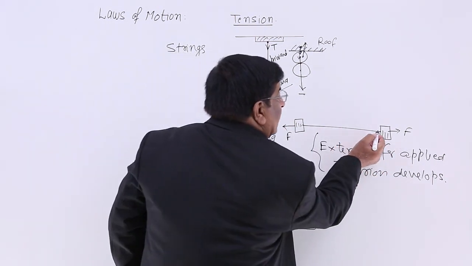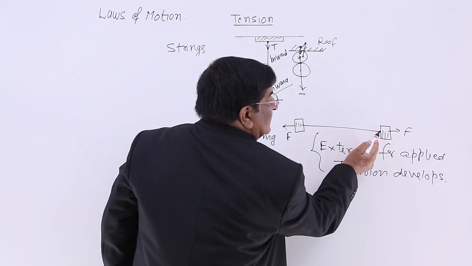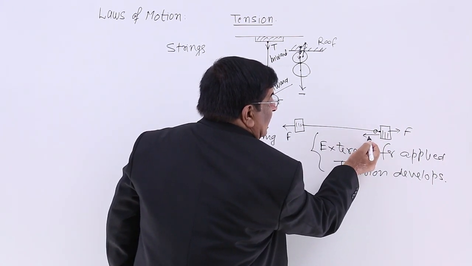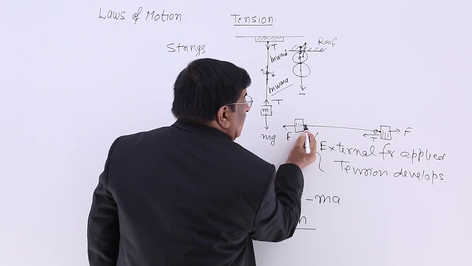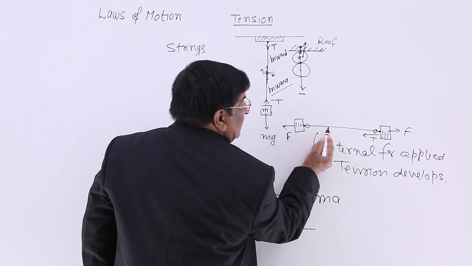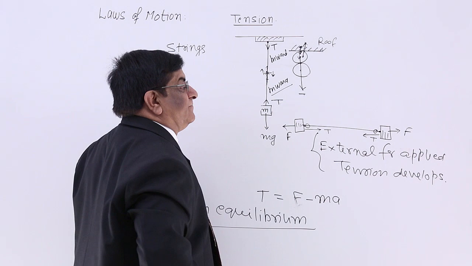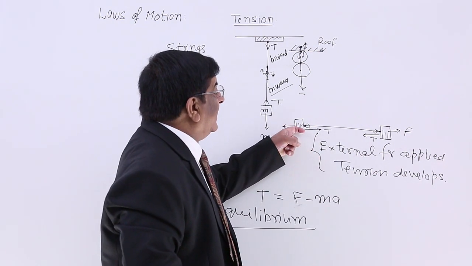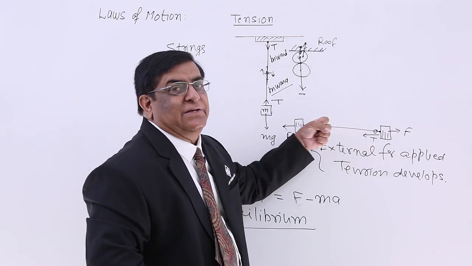What is the direction of tension at this point? The tension at this point, this second molecule is trying to pull it inward. So here the direction of tension is this. And this is the last point. Here the second molecule is trying to pull it in this direction. So here the direction of tension is this. So to this object, the tension is pulling it in here. To this object, tension is pulling it here.